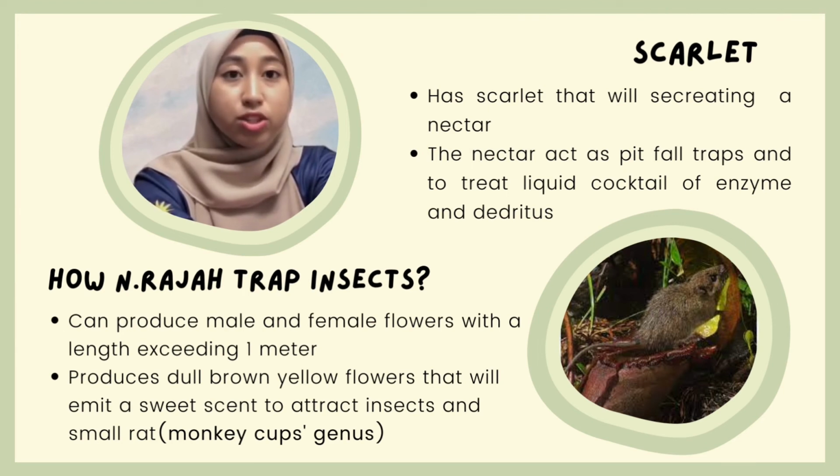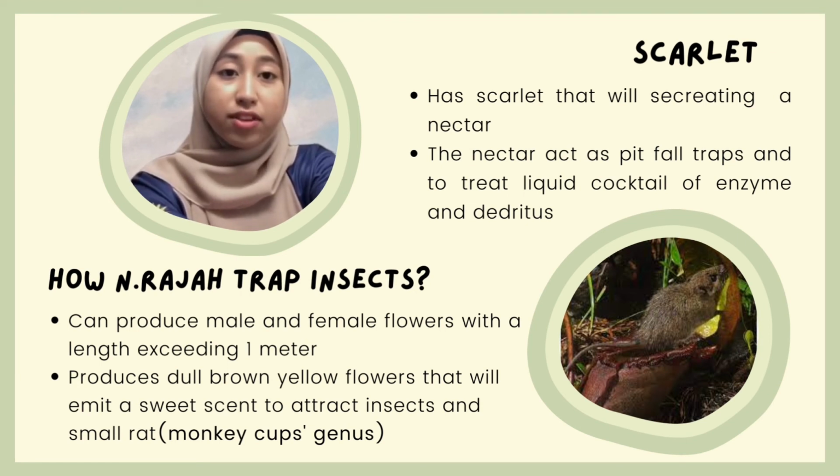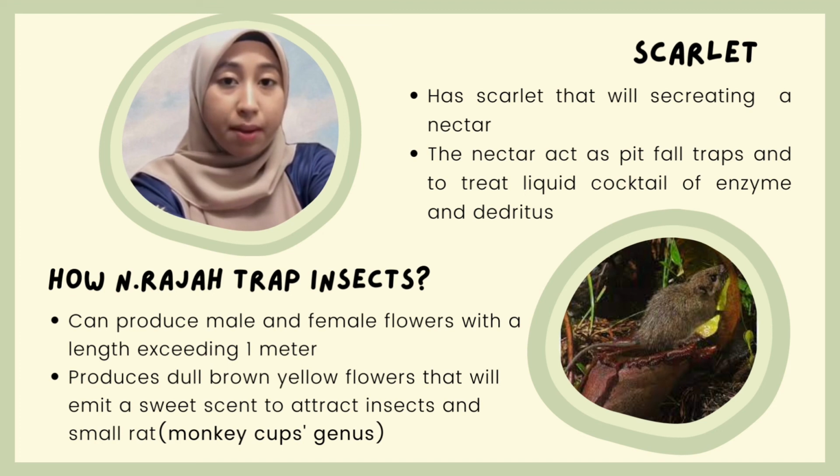The function of nectar is to feed tree shrews and also to create a living cocktail of enzymes. Next, the Nepenthes eat insects, but how does Nepenthes rajah trap the insects and the other prey? First, Nepenthes rajah will produce male or female flowers about 1 meter long. Then the blue, brown, yellow flower will emit a sweet scent to attract the insects and also the prey, such as moths and rats. Because of this, some researchers call it the monkey cup genus.